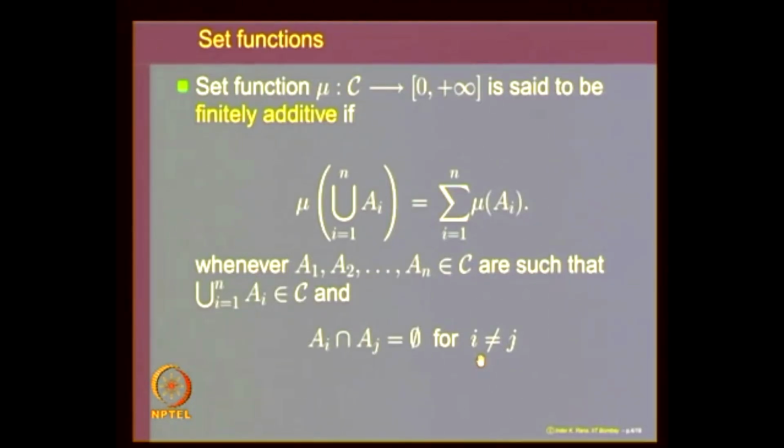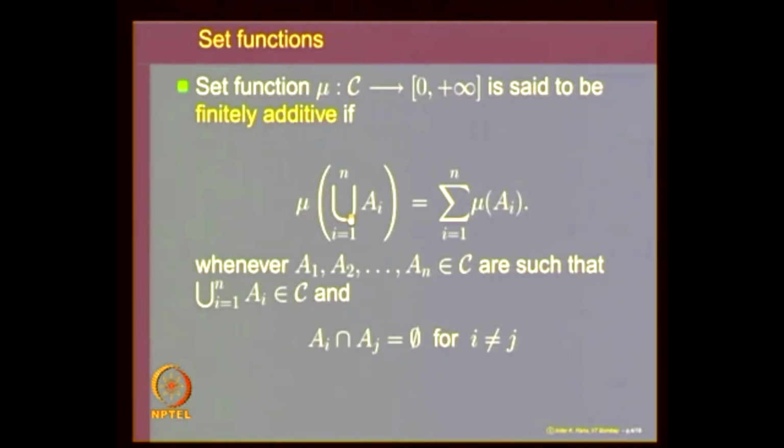So once again let us see what is finite additivity. Finite additivity means for any finite collection of sets in C, A1, A2, ..., An in C, such that their union is also an element in C and these sets are pairwise disjoint, for any such finite collection of sets, we want that mu of the union is equal to the summation of mu of the individual A_i's. Intuitively keep in mind mu in some sense is denoting the size of a set A.